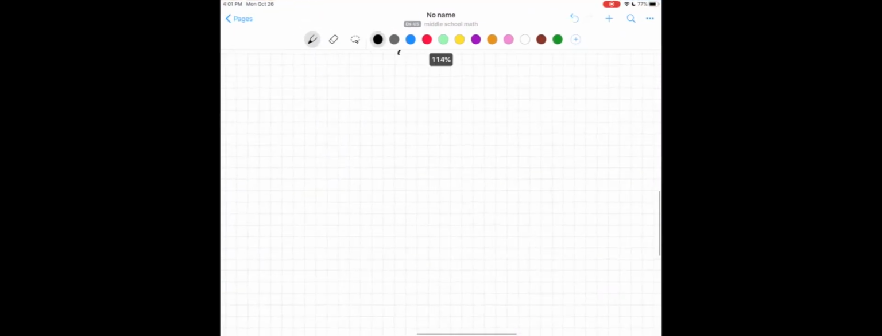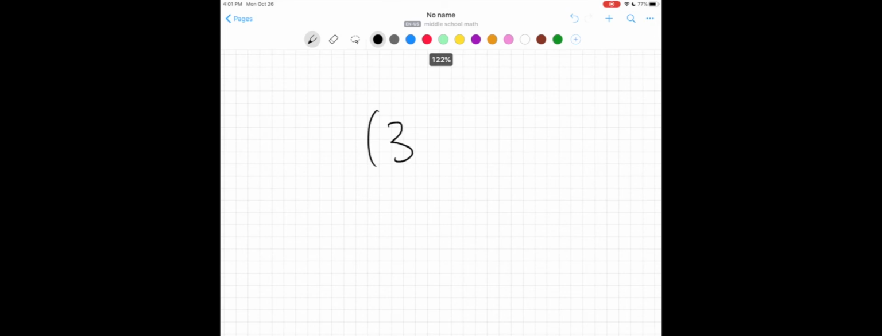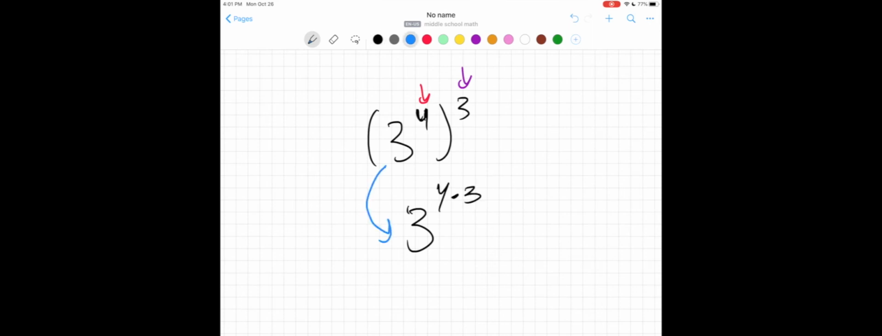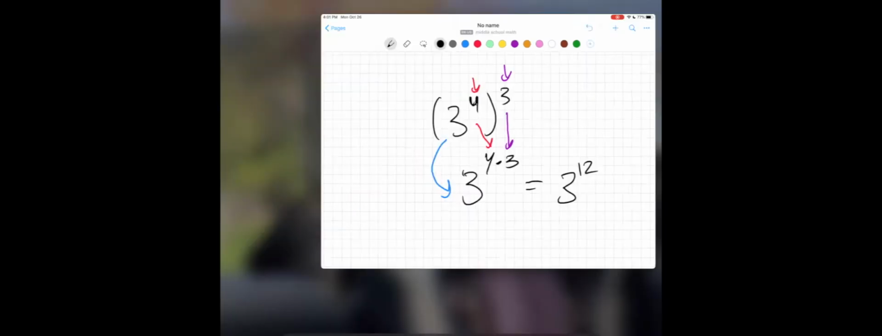Next one, what is 3 to the 4th to the 3rd? So this one is a power to a power, so you multiply the exponents. So you have 4 times 3. You take the same 3, and then you multiply the exponents together. Okay? That equals 3 to the 12th.